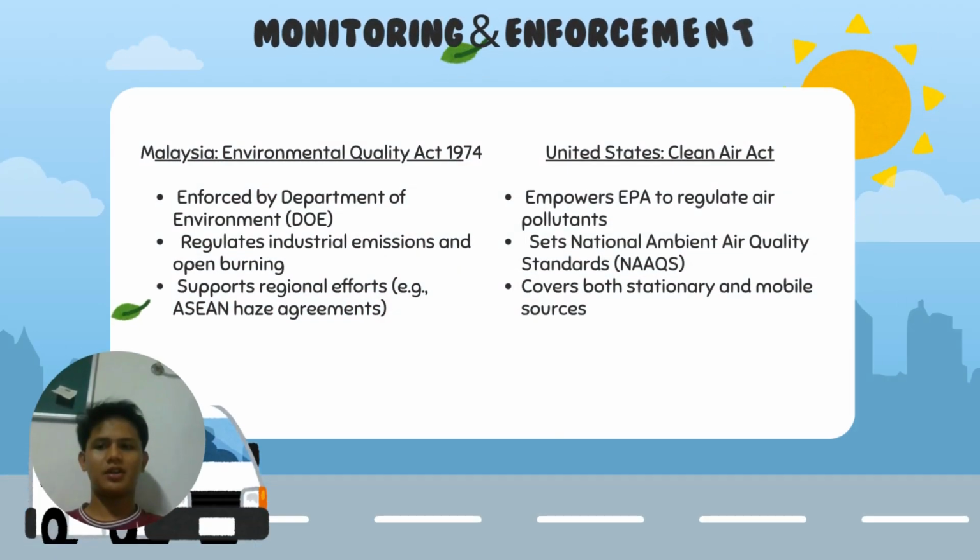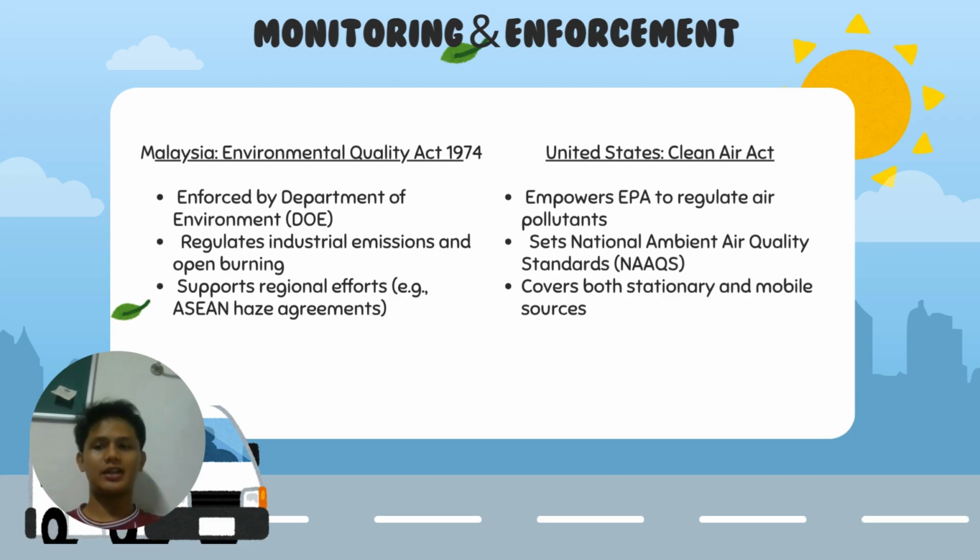Next, enforcement of this regulation depends heavily on monitoring. One widely used tool is the Air Quality Index, or AQI. This index translates complex pollution data into a simple number and color scale based on pollutants like PM2.5, PM10, ozone, and nitrogen dioxide. It helps the public understand how clean or polluted the air is on any given day.